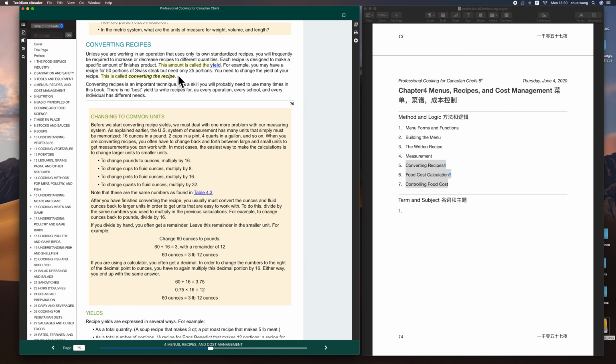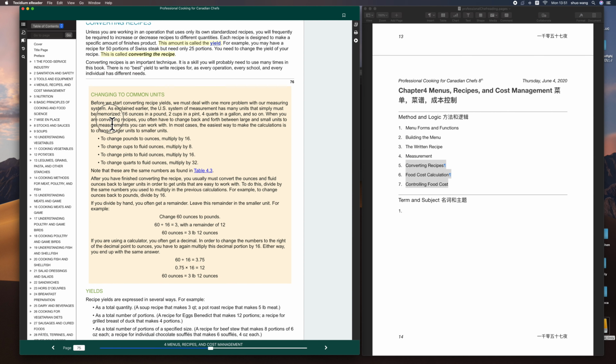所以说这里面这个概念，我们知道 converting the recipe 主要就是指从标准或者说已知的 recipe 转化成你需要的数量。比如说标准是做1碗面条，那你今天有3个人，要吃3碗面条，所以就转换一下，就是这个意思。Converting recipes is an important technique. It is a skill you will probably need to use many times in this book. There is no best yield to write a recipe for, as every operation, every school, and every individual has different needs.